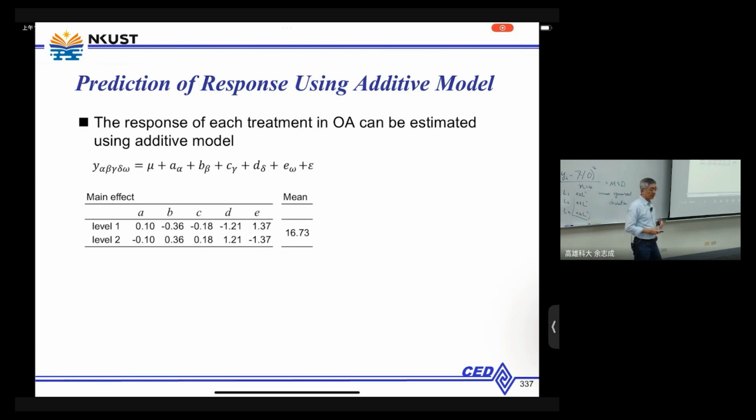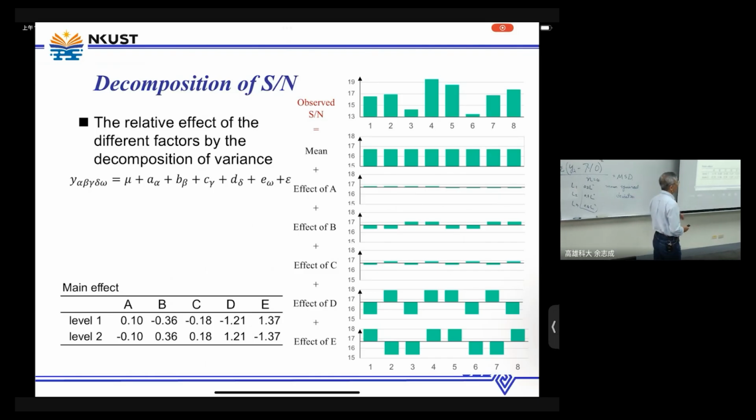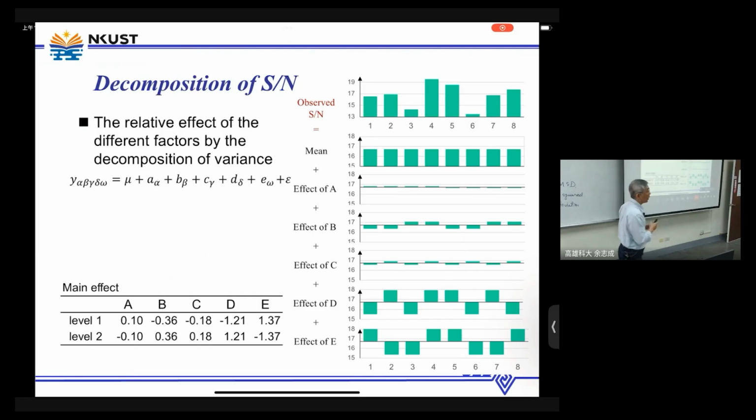From our response table, we can find the main effects, like this. And this is the total average, 16.73, which will be the mu in the additive model. This is the typical process, and we did that before. Now we want to decompose the output of our additive model into this graphical representation. This is L8.